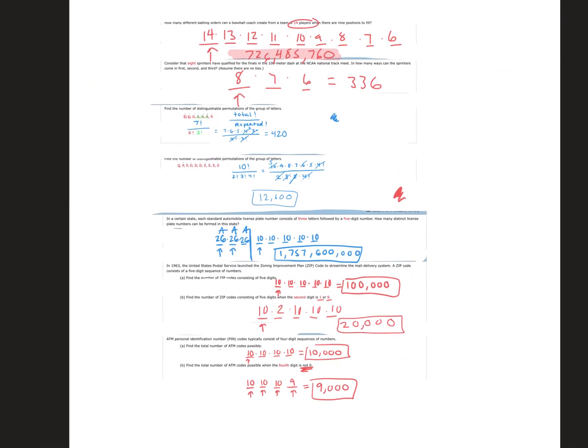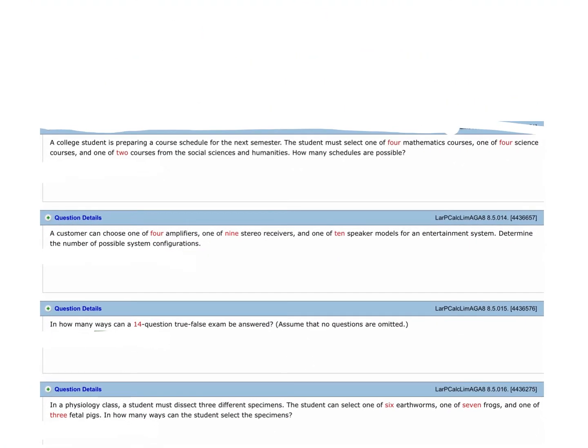Any questions from the first page? A college student is preparing a course schedule for next semester. The student must select one of 4 mathematics courses, one of 4 science courses, and one of 2 courses from the social sciences and humanities. How many schedules are possible? So he's looking for 3 classes, a math, a science, and a social sciences. Three classes.